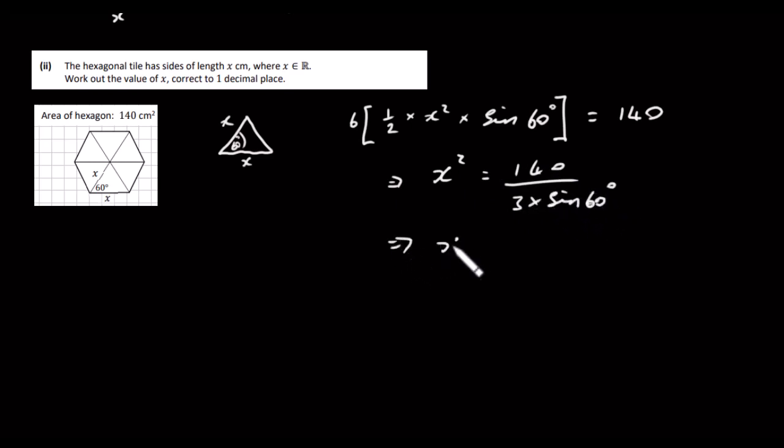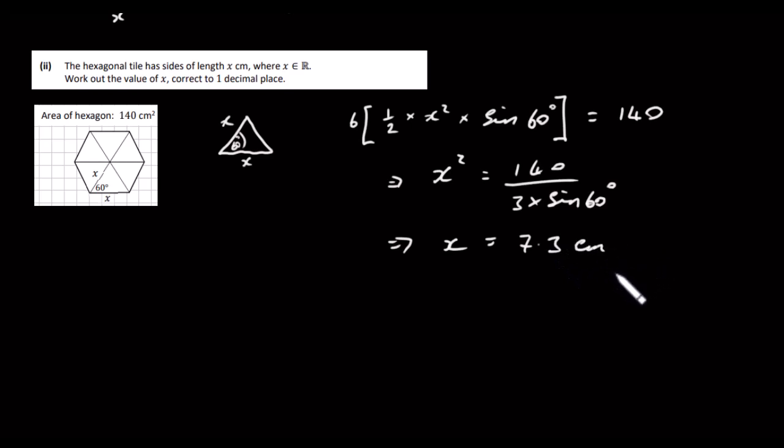So that gives us x squared. I'll just go directly to x. All you've got to do is square root this here. So what you should get is 7.3 centimeters, and that's to 1 decimal place.